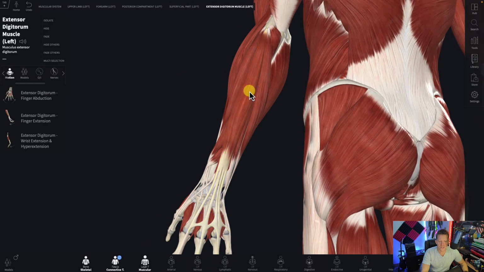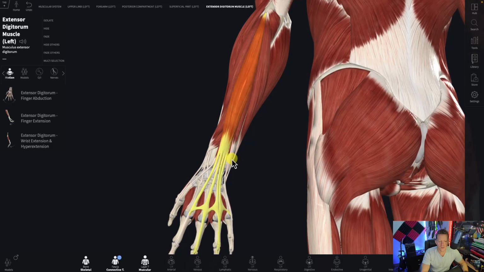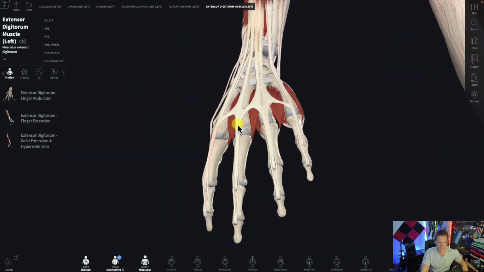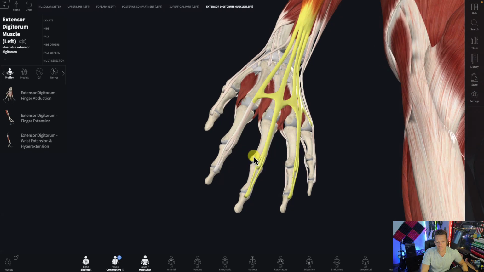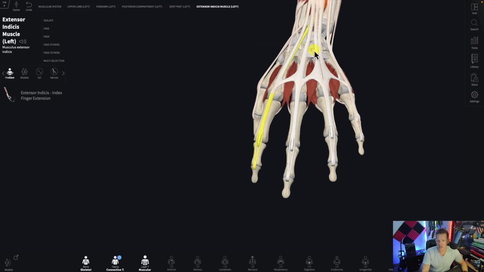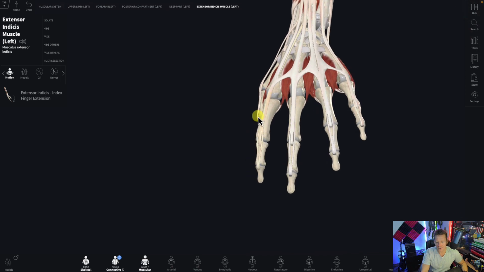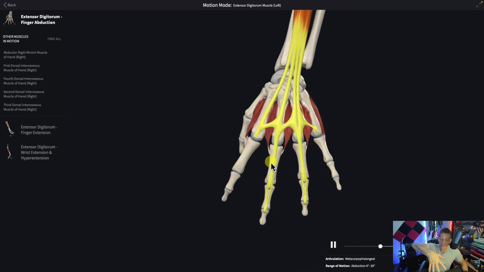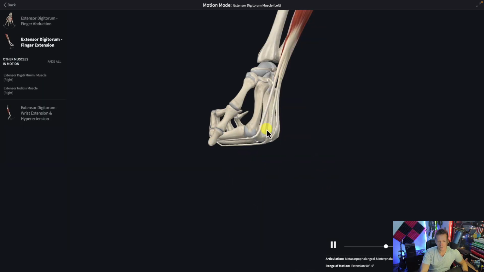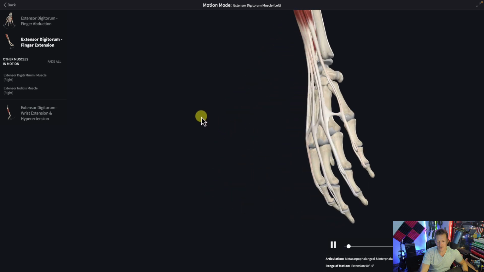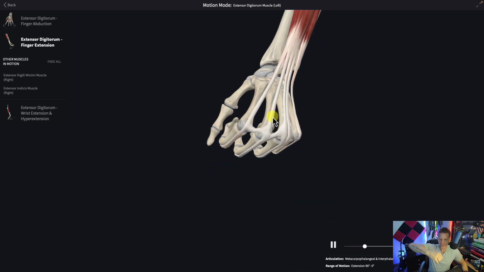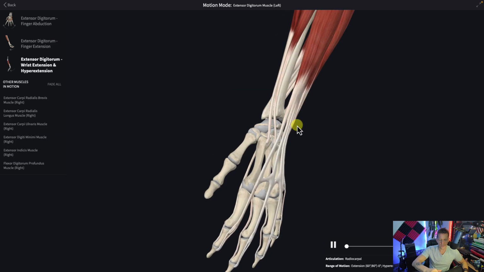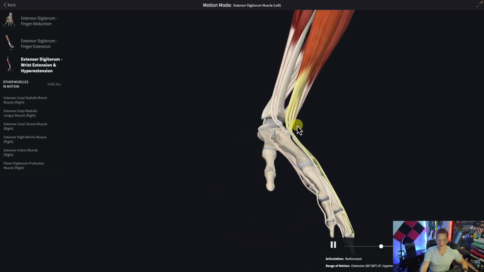The third muscle is the extensor digitorum muscle, and it's connected to the digits. It's connected to the distal phalange. But underneath the extensor digitorum, there's the extensor indicis muscle, and it is inserted similar to the profundus on the flexor side. This muscle also helps to abduct the digits. After the flexion, this extensor digitorum helps to return the digits back to the extended position, and also helps with wrist extension and hyperextension.